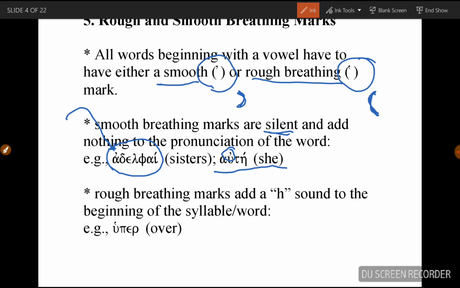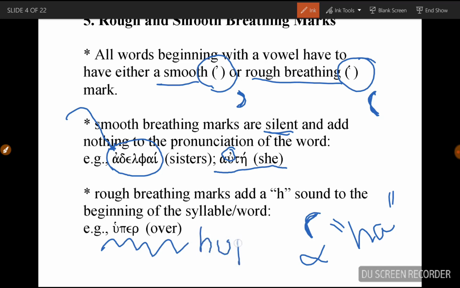Now, when it comes to the rough breathing mark, this is how it's pronounced. If you see this over a letter, this is pronounced ha. There's an H sound that's added with the rough breathing mark. So if I were to pronounce this right here, this would be huper. If I were to write it out in English, I would write it out this way: huper. I would actually spell out that rough breathing mark as a letter H.